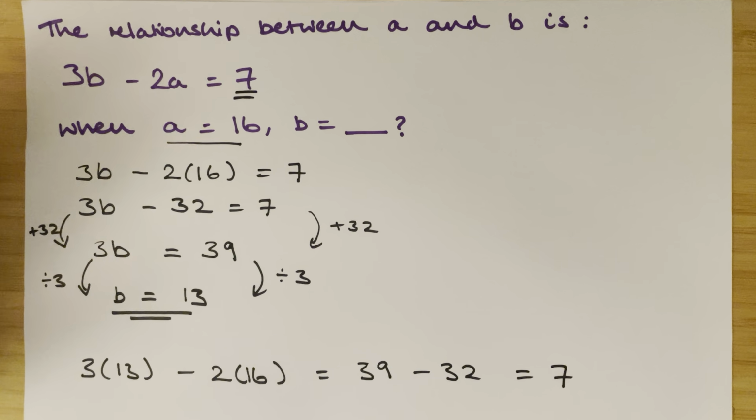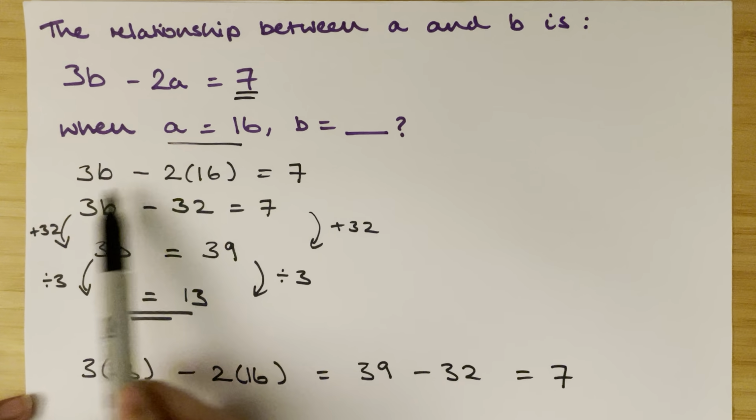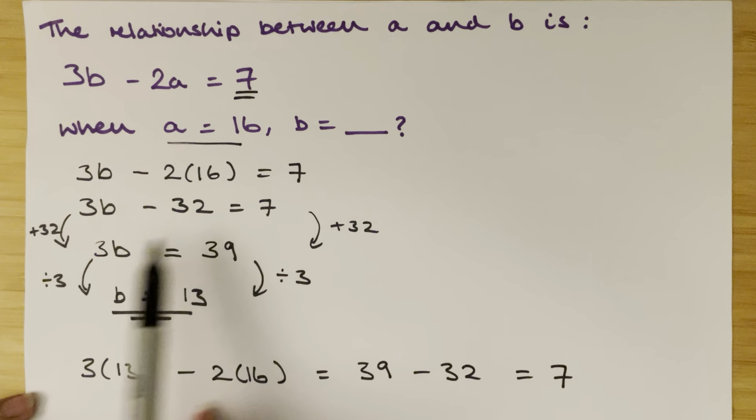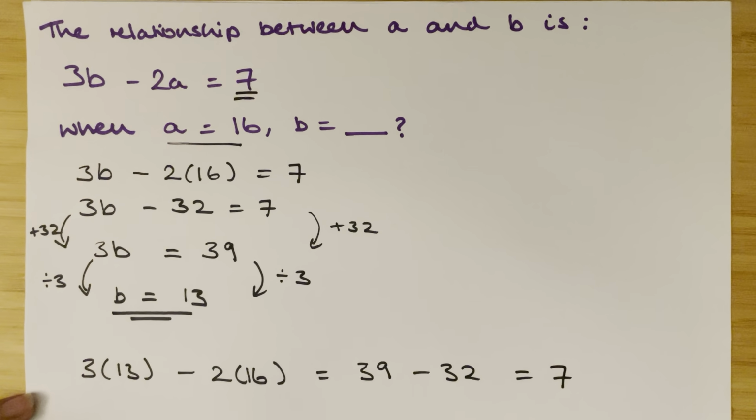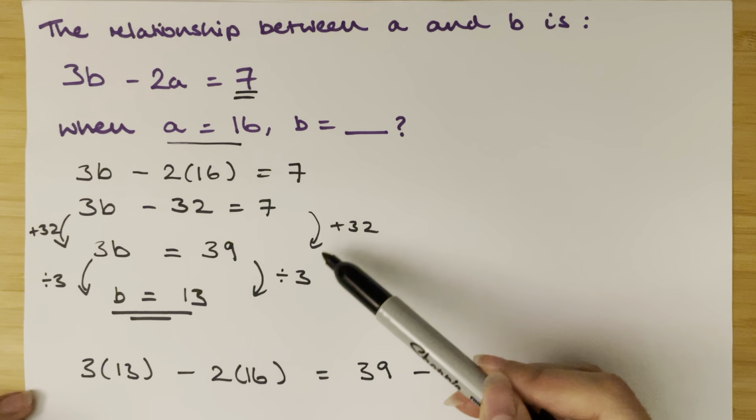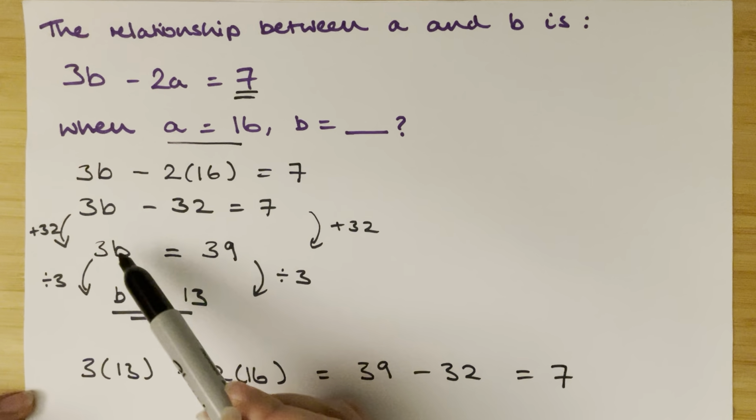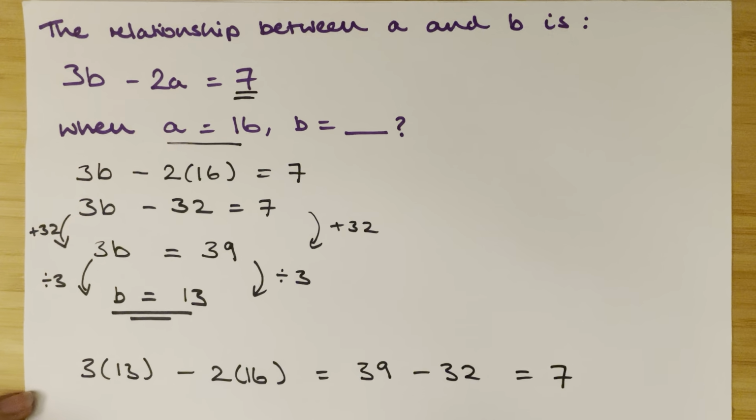Therefore, that's the answer. So the method that I'm talking about is you need to do the same to each side. By doing that, you undo what's happening to B, slowly, a step at a time, and then you find out what the answer is.